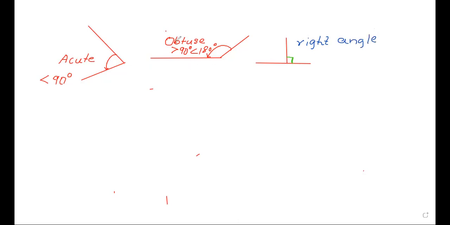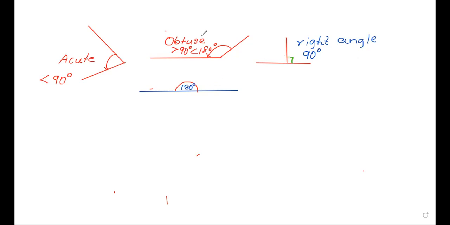Now, we look at another angle here. And this one is called a straight angle. A straight angle is equal to 180 degrees. This is 180 degrees. And then this one, don't forget, this one is 90 degrees.